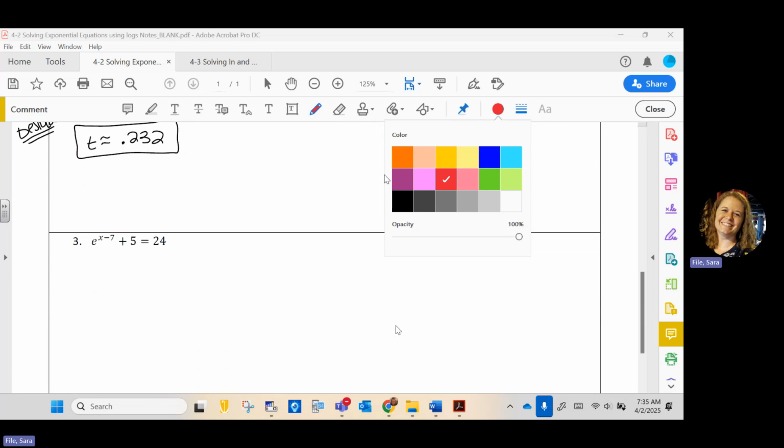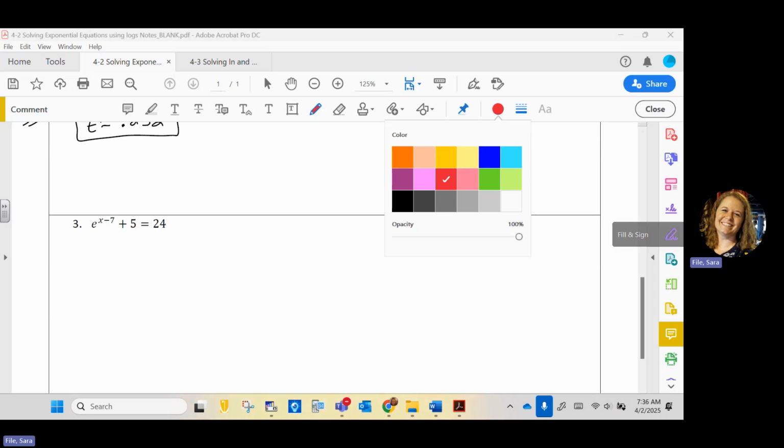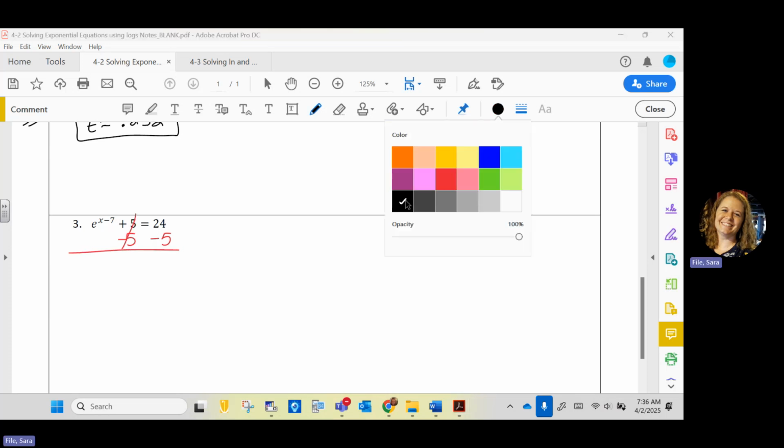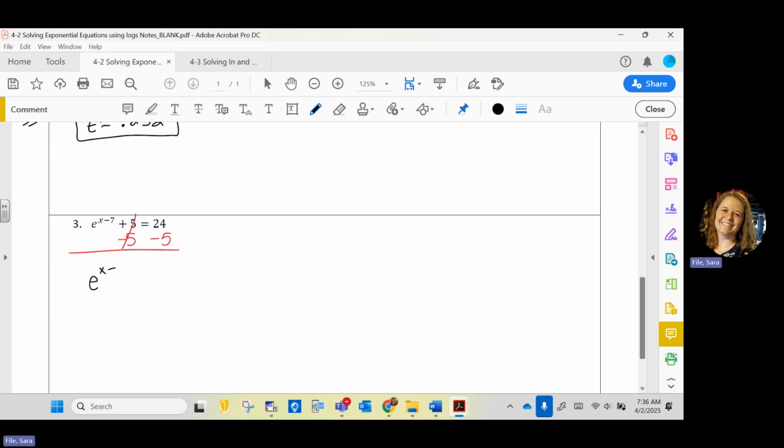All right. What do you notice here in number 3? What's different? It's not isolated. The exponential expression is not by itself. Our base is e, and it's raised to a power, but then we have this plus 5. So we have to isolate first. So I'm going to subtract the 5 to the other side, which is going to leave me with e to the x minus 7 equals 21. Now I've isolated the variable.